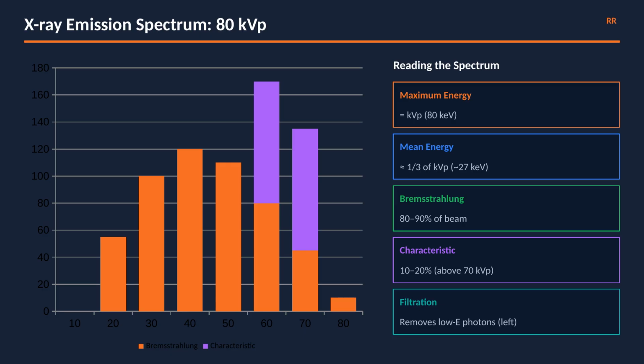The purple spikes are characteristic radiation, discrete energy peaks at approximately 57 to 69 kiloelectron volts, which are the characteristic energies of tungsten's K-shell electron transitions. The left edge of the curve is lifted off 0 by filtration. Inherent and added filtration remove the lowest energy photons, those that would only add skin dose without contributing to the image. 3 numbers to memorize from this chart: maximum energy equals kVp, mean energy approximates 1/3 of kVp, and the beam is 80 to 90% Bremsstrahlung.